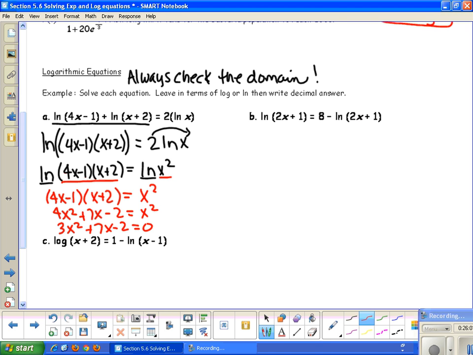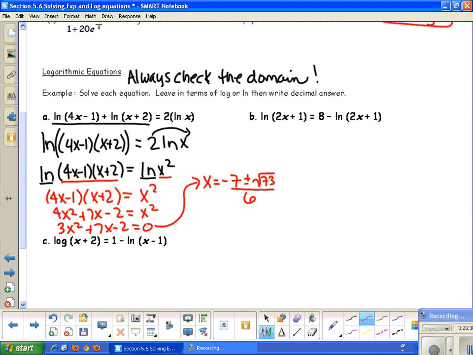Now, in order to solve this, I'm going to have to use the quadratic formula. And when you do the quadratic formula, go all the way through it, x equals negative b plus or minus the square root of b squared minus 4ac all over 2a, which I'm not going to go through. You get negative 7 plus or minus the square root of 73 all over 6. Now, remember, we can't say that both of those are answers because we have to check to make sure everything's within our domain.